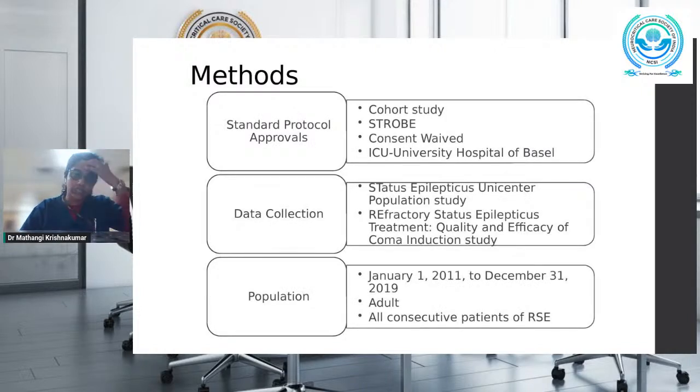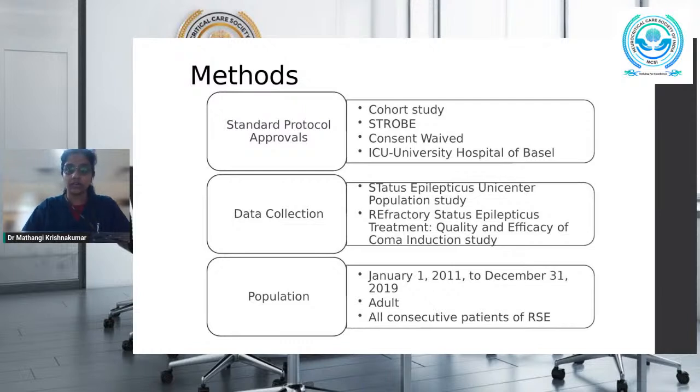If we look at the methodology used in the study, standard approval protocols were followed. This was a cohort study, so all the guidelines according to the STROBE checklist were kept in place. The consent was waived due to the retrospective nature of the study, and it was a single-center study conducted at the ICU, University Hospital of Basel, Switzerland. Data collection was part of two ongoing trials: the Status Epilepticus Unicenter Population study and the Refractory Status Epilepticus Treatment Quality and Efficacy of Coma Induction study. So this study protocol uses data collected from these two ongoing trials.